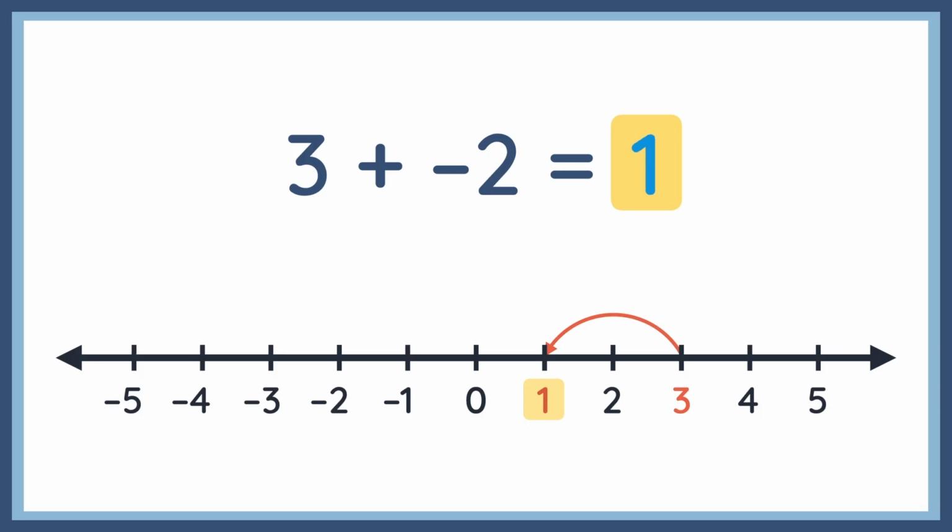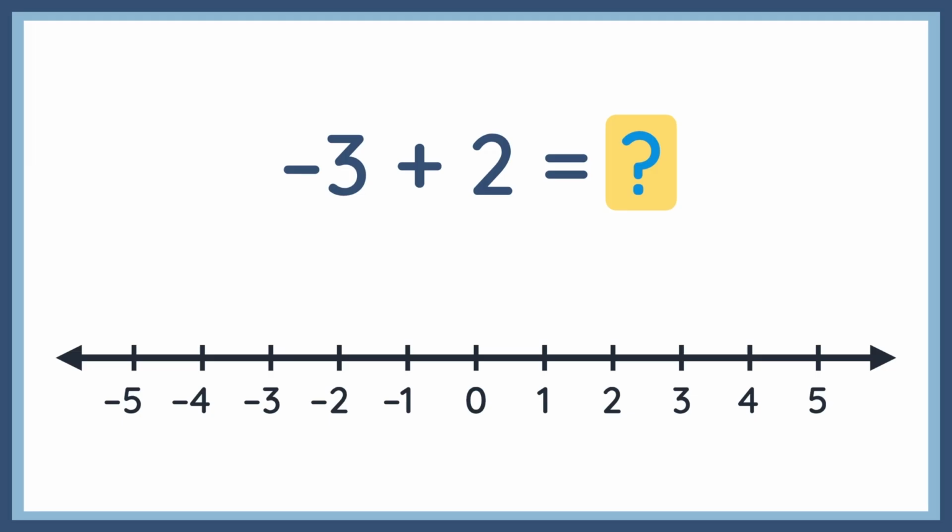Did you notice that 3 minus 2 also equals 1? When you add two numbers with different signs, we can subtract their absolute values, then keep the sign of the number with the larger absolute value, which in this case is positive 3. Cool! What happens if we add negative 3 and positive 2?